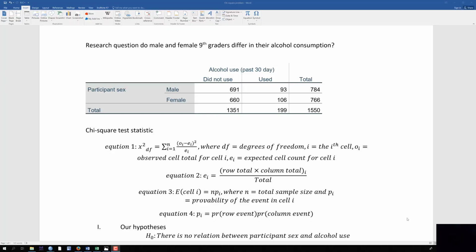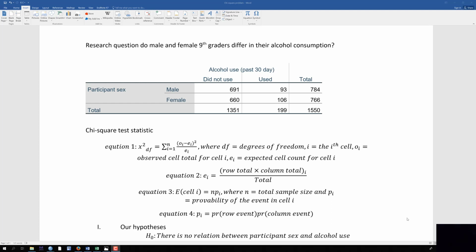Hello, I want to do this short video about using the chi-square test to test whether there's a relation or no relation between two different categorical variables. In this case, we have two binary variables: a participant's sex, whether one is male or female, and alcohol use in the past 30 days, whether one did use alcohol in the past 30 days or did not.